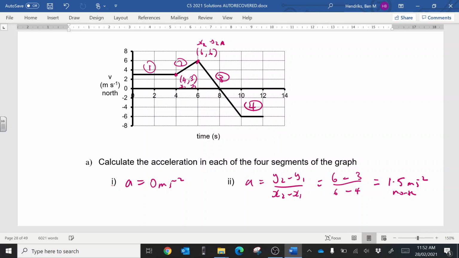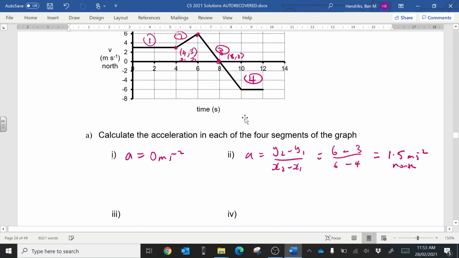Okay, so 3. So it's for this whole section down here. Okay, but you can calculate any part of the gradient. So we can use this time. This one, we can use 6 and 6 as our x1, y1. Let's use this point here, and that is, what is it? It is x is equal to 8, y is equal to 0. Okay, so this can be our next point for 3. You can use this point down the bottom if you want as well. Any point along that line.